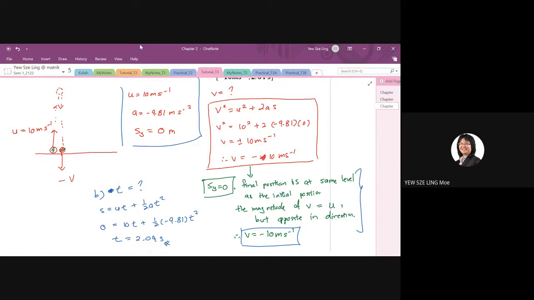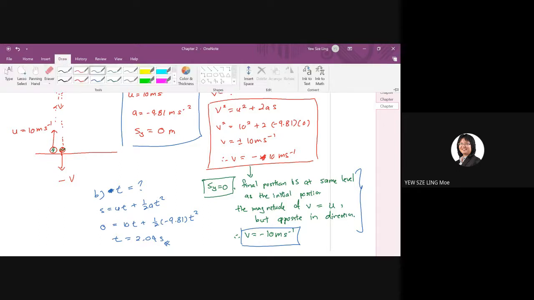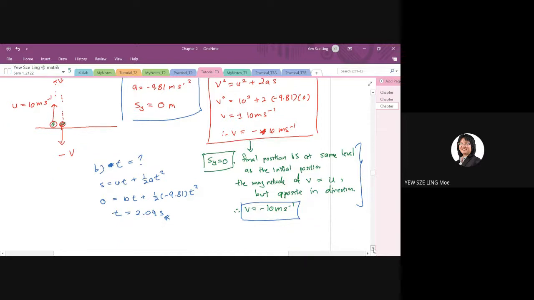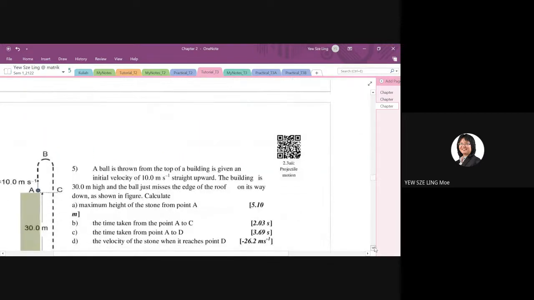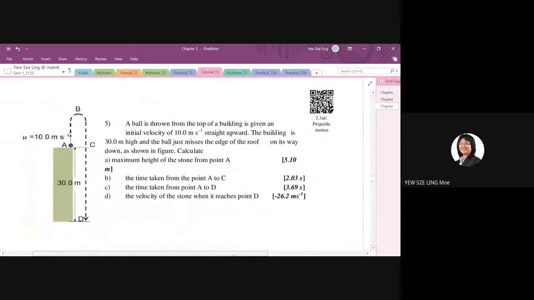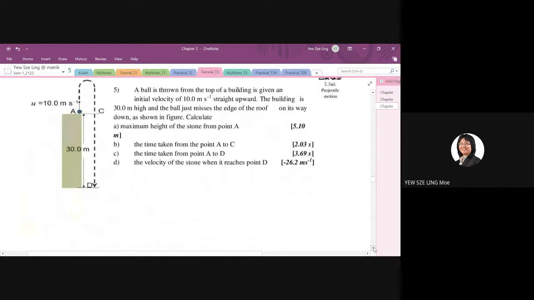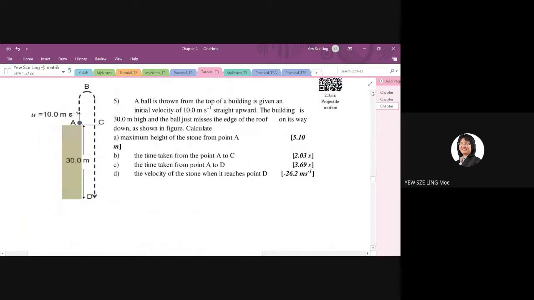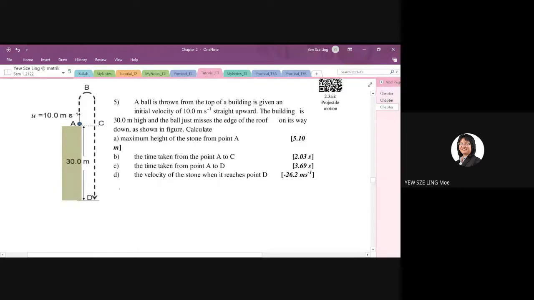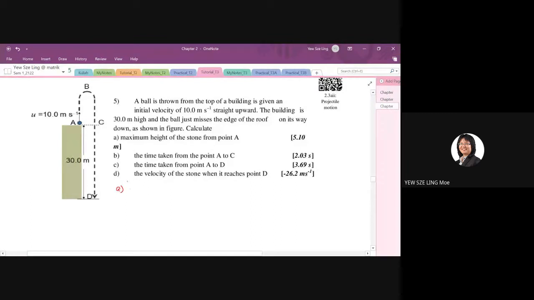Okay. So let's look at the last question. The last question for today's class. For this question, I will just give you the idea on how to solve it, so you solve it by yourself, all right? You try it by yourself. Let us list down the information for each of the questions, and then you are the one who is going to select which equations to use.